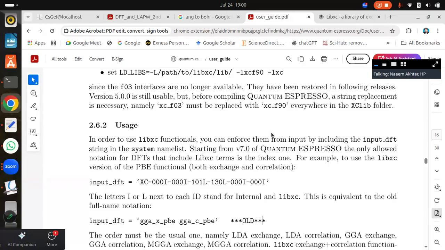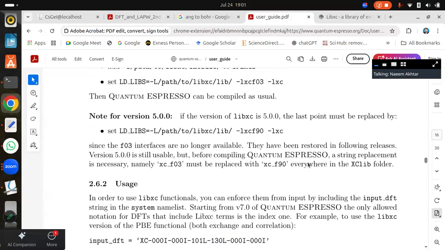We should mention the approximation used in the code, such as GGA or LDA. Whenever we write some document or paper, we will mention which code we used and which approximation, whether we are using LDA, GGA, or meta GGA. It can all be mentioned together.